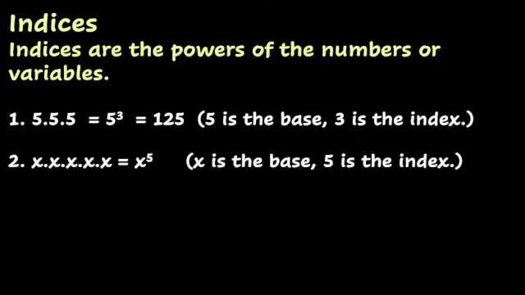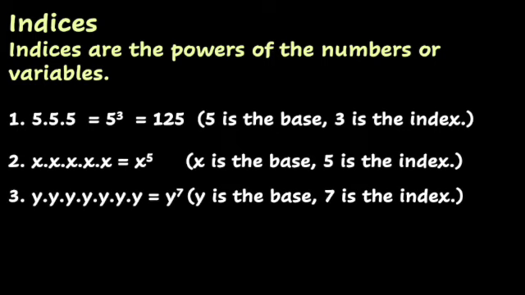In the second example, we have x raised to the power 5, meaning x is being multiplied 5 times. So x is the base here and 5 is the index. In our third example, y is being multiplied 7 times. We always rewrite it as y raised to the power 7, and y is the base here and 7 is the index. Let's now have a look at the laws of indices.